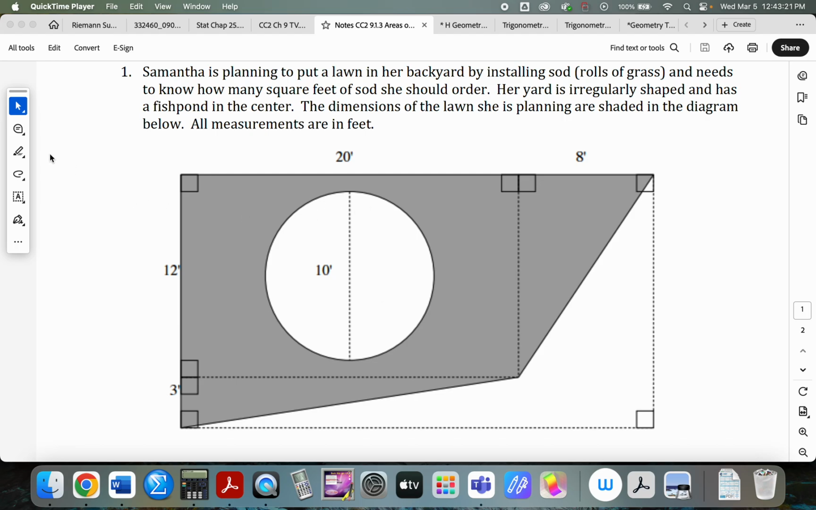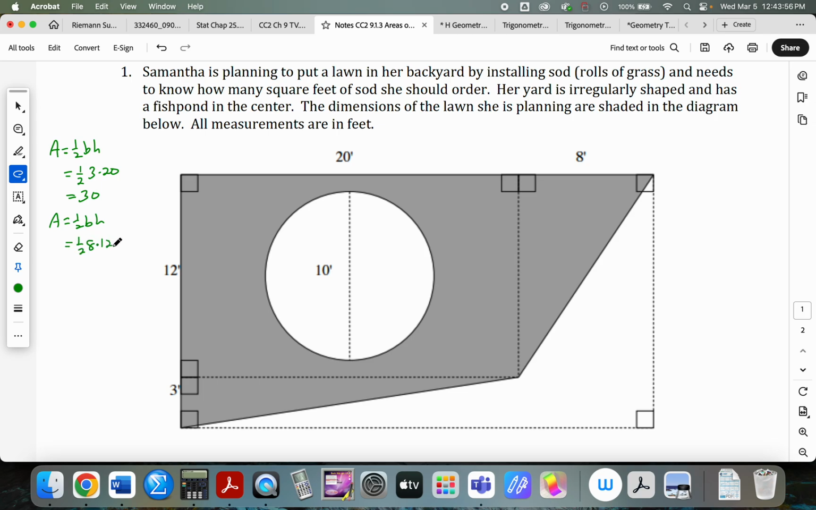So if you're doing that to show work, which you should be practicing doing, you would write out the formula every time you used it. So half base times height. If it's this triangle, I can use 3 as the base and 20 as the height. That's 30. The other triangle would be half of 8 times 12, which is 48.